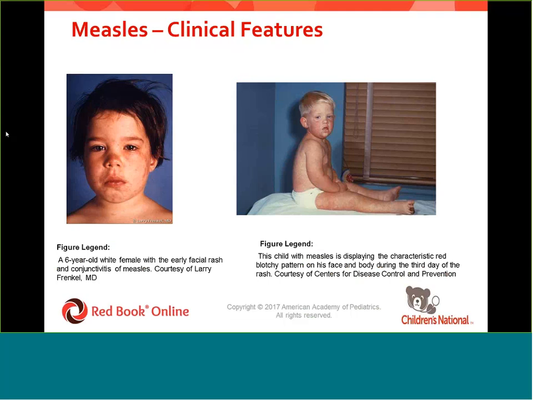And then here are some pictures. So you can see here a 6-year-old girl with the early facial rash and conjunctivitis that we see with measles, and then another child with the classic red blotchy rash on his face and body. This was the 3rd day of his rash.